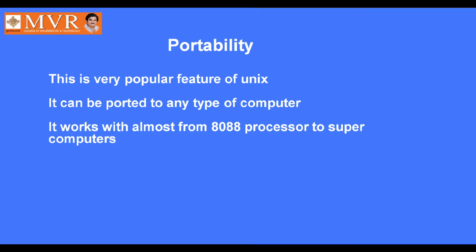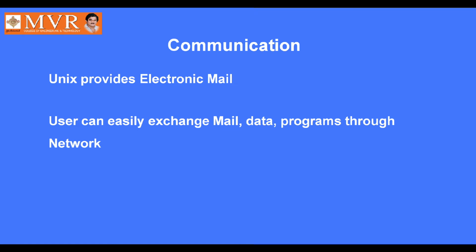Then the next feature is communication. It is also one of the unique features available in Unix. Unix provides electronic mail, and that is electronic mail without internet. This is the most important thing you need to remember. Unix will provide electronic mail without an internet facility.